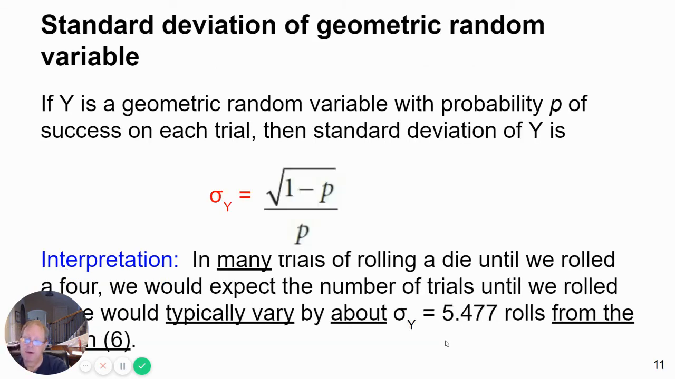Okay, now let's talk about the standard deviation. If y is a geometric random variable with probability p of success on each trial, then the standard deviation of y is given by this formula. And my interpretation is this. In many trials of rolling a die until we rolled a 4, we would expect that the number of trials needed until we rolled a 4 would typically vary by about 5.477 rolls from the mean of 6.